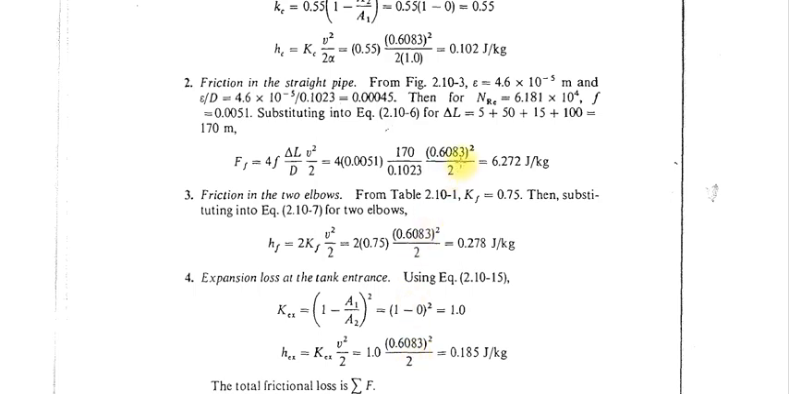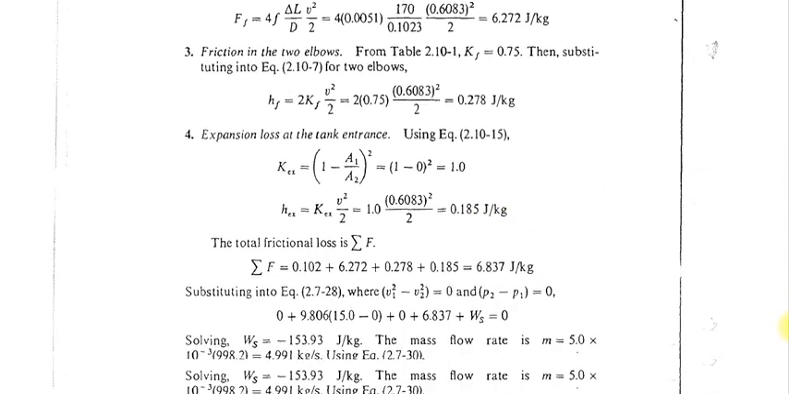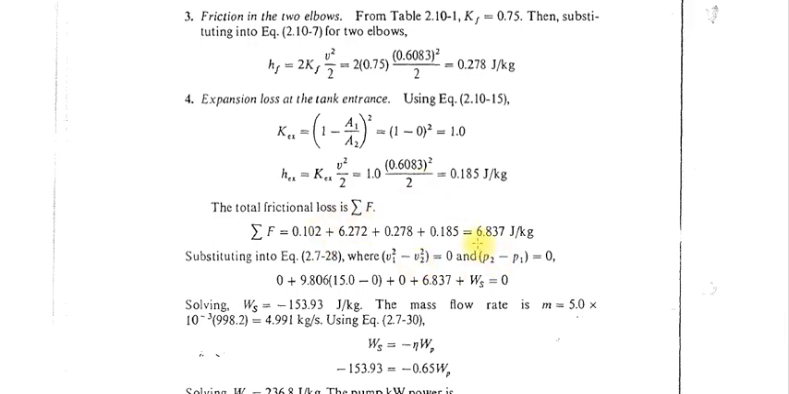You can see here we are using the SI unit, and here we will not be dividing the values by the GC. So here GC should be 1. Actually you can also assume that in the SI unit the value of GC will be 1. So HEX, the energy loss due to the extension, will come 0.185 joules per kg. Then you have to calculate the overall friction loss, which will become 6.837 joules per kg.